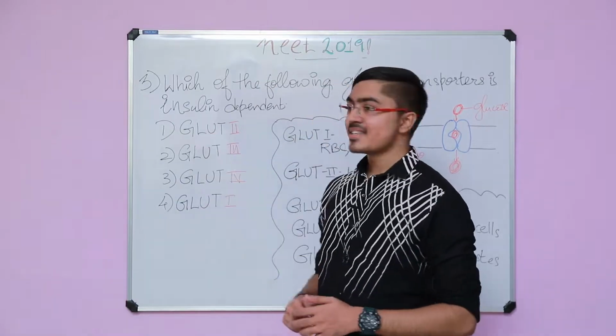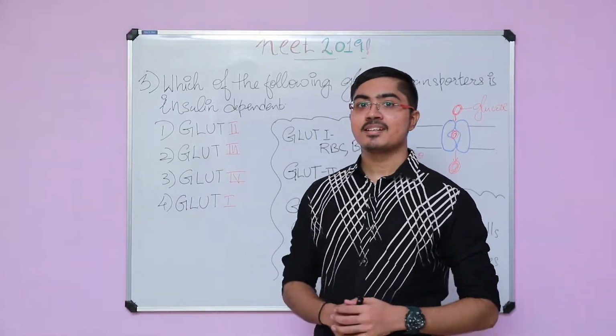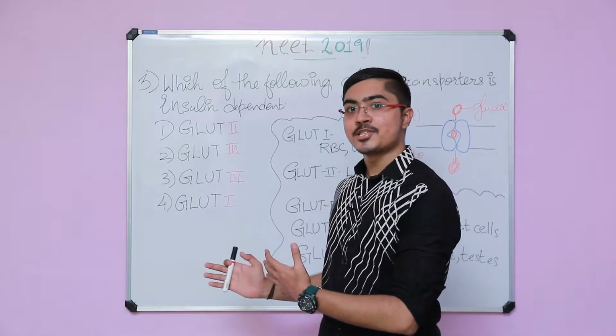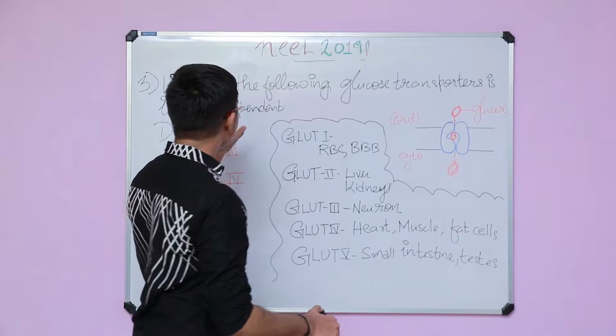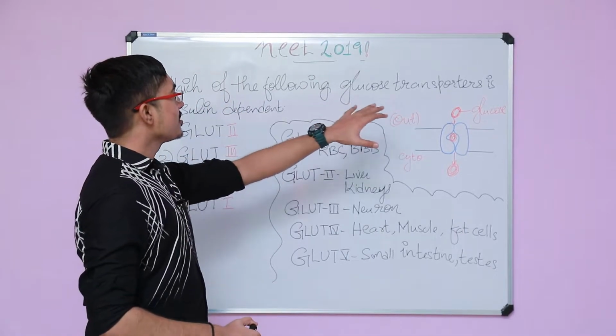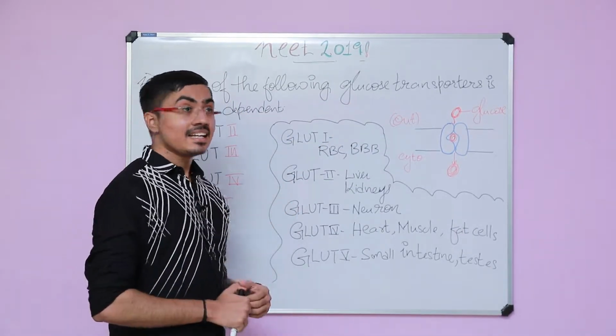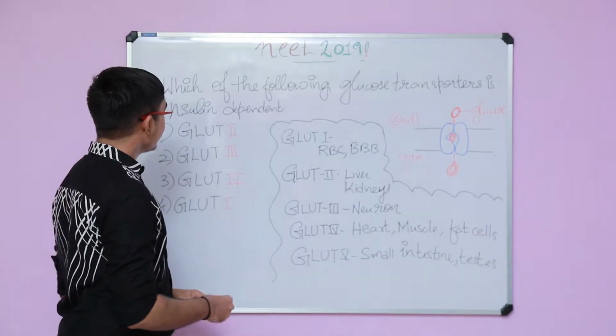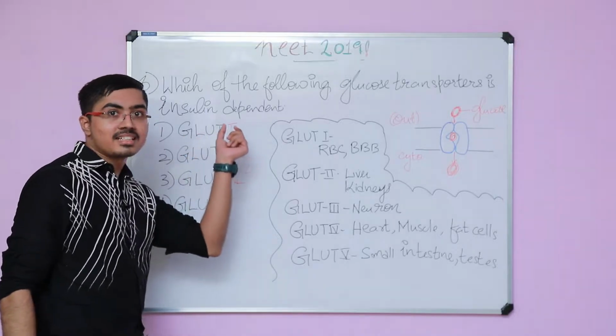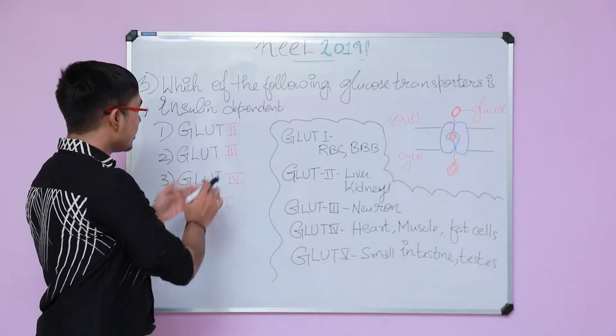So this is the third question that I have taken from the 2019 paper, and I must say I am astonished to see this question in this particular paper. They say that you need to find out which of the following glucose transporters is insulin dependent. We have been given 4 options here. GLUT means glucose transporter. That is why they write it as GLUT, glucose transporter.